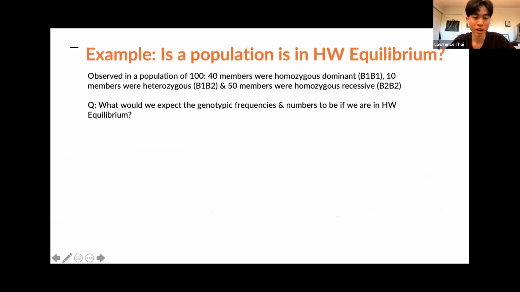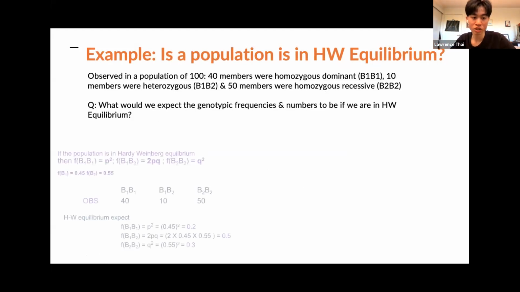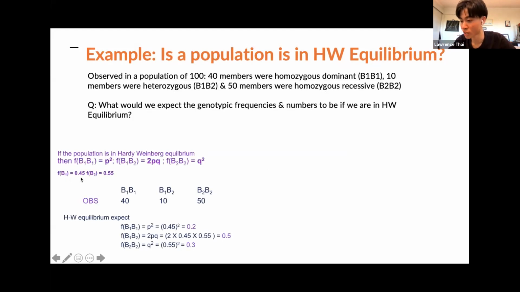Okay. And so we're going to be testing whether that population with these numbers is in Hardy-Weinberg equilibrium. So once you've figured out your allele frequencies, we want to use Hardy-Weinberg equilibrium to predict what we expect the population numbers to be if it's actually in equilibrium. I'm not sure if you can see here, but these are your allele frequencies that we just calculated.